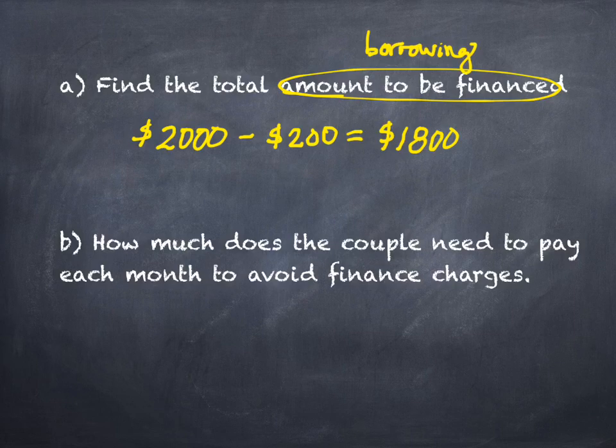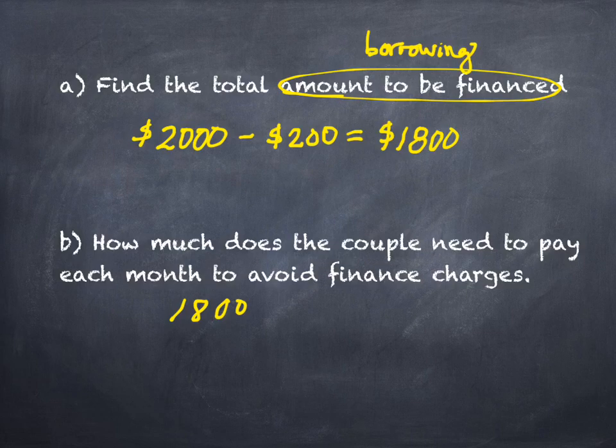Everybody good so far? Okay. Simple subtraction. Now, here's the next thing. How much would they then need to pay per month to avoid finance charges? So what would I do? $1,800 paid within 6 months would equate to $300.